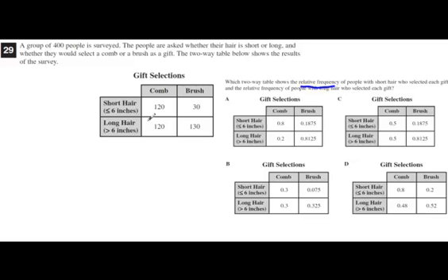So of the people with short hair, there's 150. 120 of them chose a comb, 30 chose a brush. Of the people with long hair, there was 250. Of those, 120 chose a comb, 130 chose a brush. So all we have to do is take these numbers and change them into decimals. So we divide. 120 out of 150 chose a comb. 30 out of 150 chose a brush.